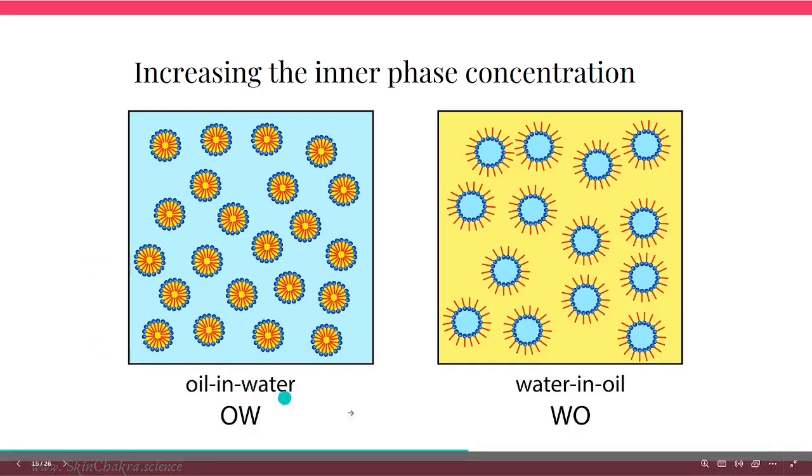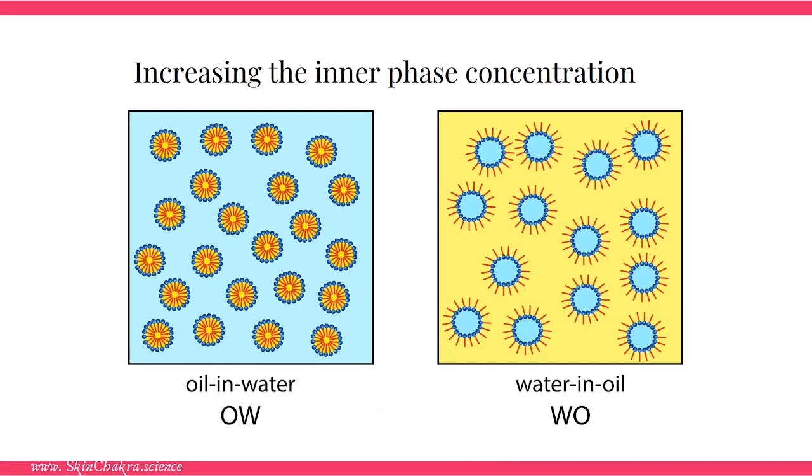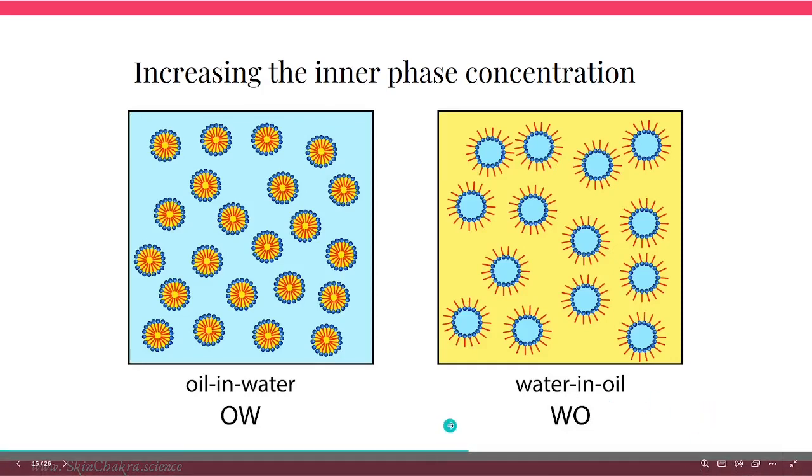So for an oil-in-water emulsion, the inner phase is the oil phase. So when you increase the oil phase concentration, the viscosity is slightly increased. For water in oil emulsion, the inner phase is water, so that when you increase the water phase content or reduce the oil phase content, the viscosity is slightly increased.